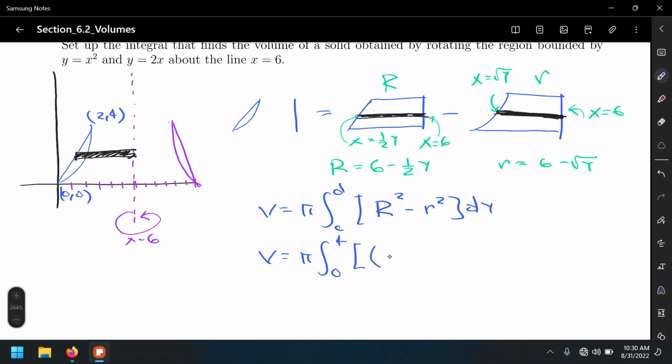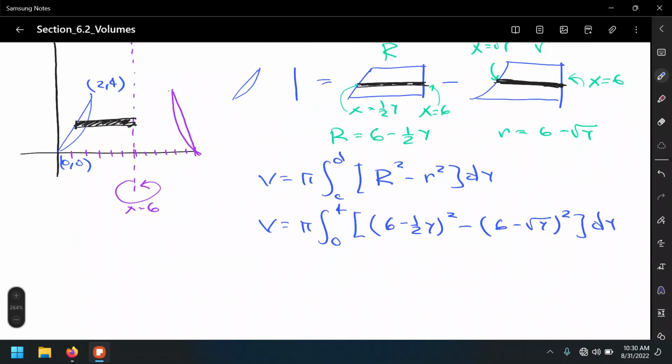And well, that's big R squared, 6 minus 1/2 y quantity squared, minus little r, which is 6 minus the square root of y quantity squared, with respect to y. And that's the integral that will find the volume for us of this region being rotated about the axis x equals 6. And in case you want to evaluate the integral on your own, I have the result, 40 pi over 3.